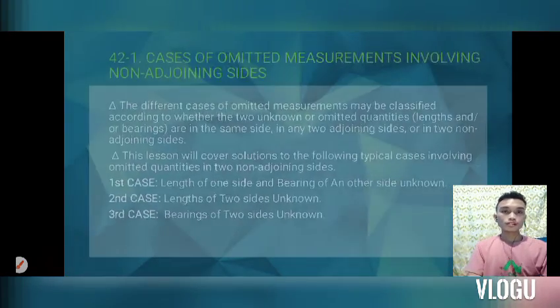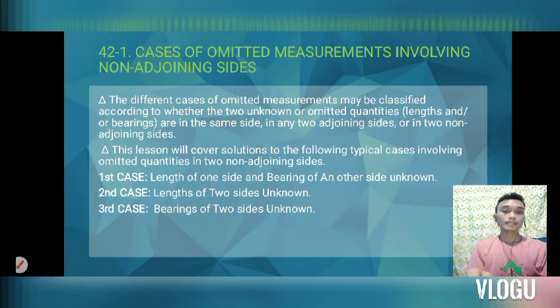Okay. So, in cases of omitted measurements involving non-adjoining sides, the different cases of omitted measurements may be classified according to whether the two unknown or omitted quantities, such as length or bearings, are in the same side, or in any two adjoining sides, or in two non-adjoining sides. So this lesson focuses only on the solution to the following typical cases involving omitted quantities in non-adjoining sides.